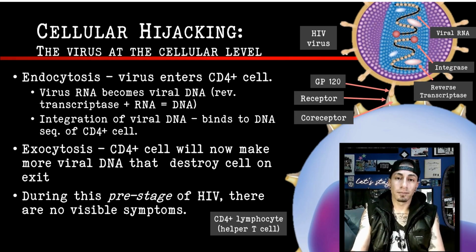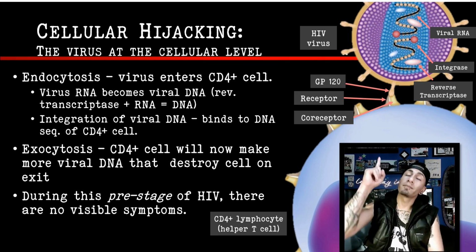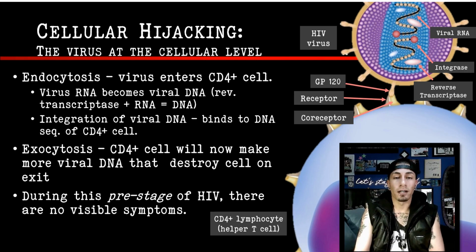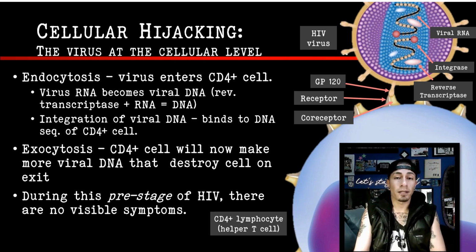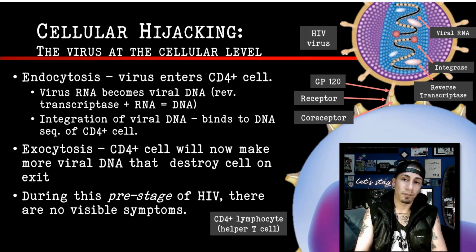I am a white blood cell, more specifically, a CD4 plus or helper T cell, and that is HIV. Now, HIV is going to hijack me by going through the process of endocytosis to get into my cytoplasm. And that looks like a binding of its glycoprotein 120 to my receptor and co-receptors found on my plasma membrane. And when it gets into the cytoplasm, it unpacks everything it brought with it. And that is reverse transcriptase, integrase, and its own viral RNA.